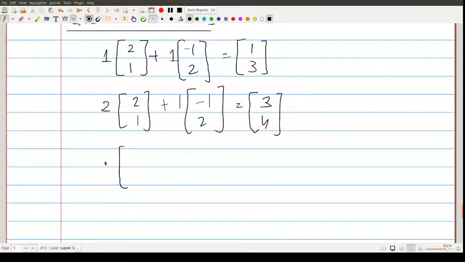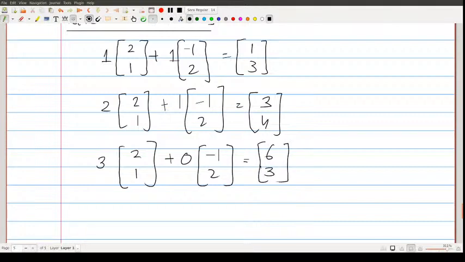If I take, let's say, 3 of this vector, 3 times (2, 1), and none of this vector, 0 times (-1, 2), then this vector is ignored, it's just a scaling of the first vector, right? So this is (6, 3), this is the vector.